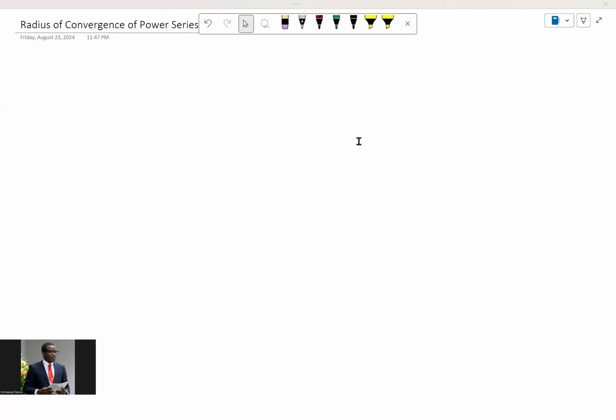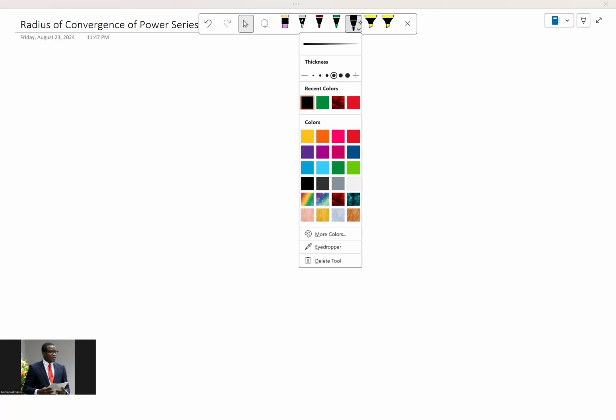Yes, welcome back. We consider power series still, and now our attention turns to radius of convergence of power series. So let's hit the ground running.